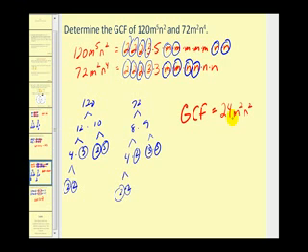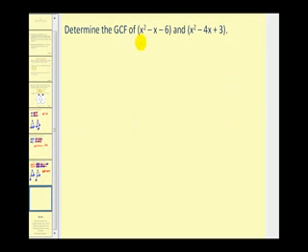Now one thing I do want to point out, notice that if you take a look at the variable parts of the terms, the least exponent on m is 2, and the least exponent on n is also 2, and those are the exponents on the factors of m and n in the GCF. Let's go ahead and try one more.